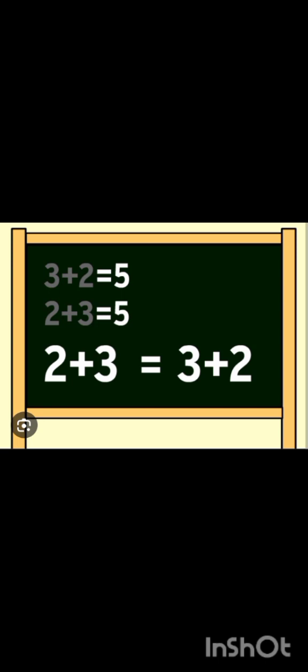3 plus 2 is equal to 5. This is true. What is also true is that 2 plus 3 is equal to 5. This is commutative properties.